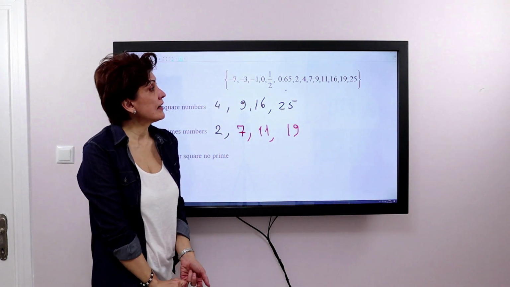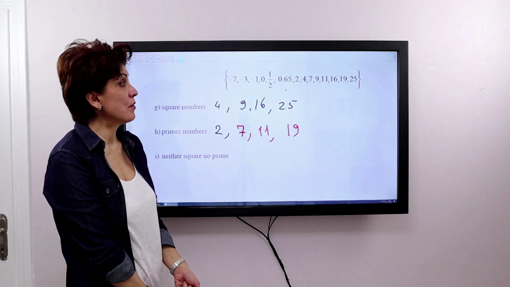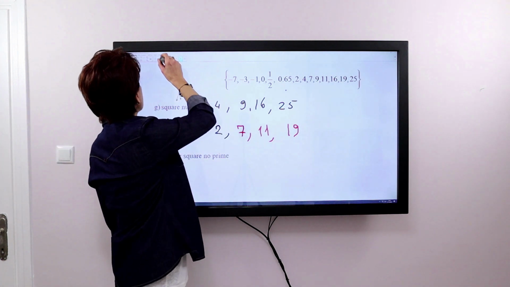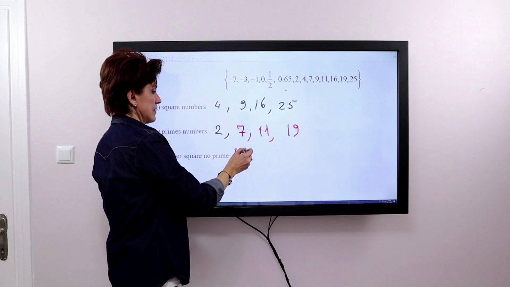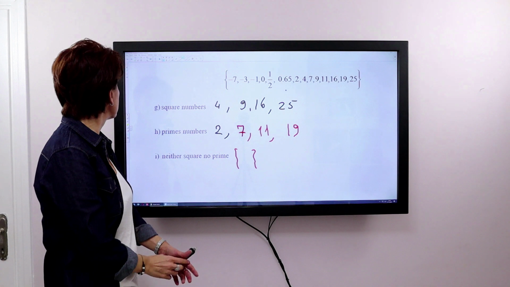16, we can take, it is a square number. 19 we can't take, prime. 20, nothing. Empty set. That is empty set. Got it? Easy question. Okay.